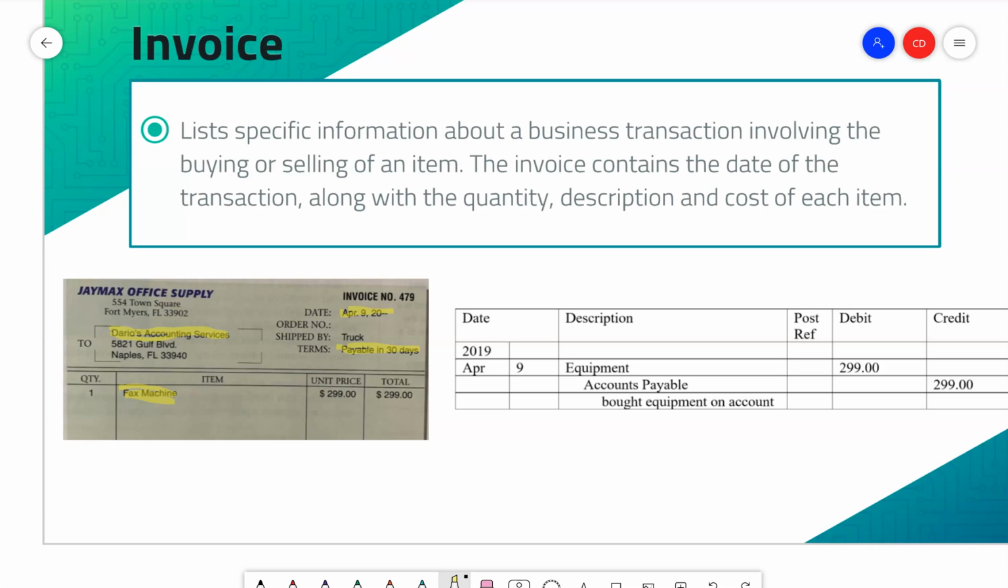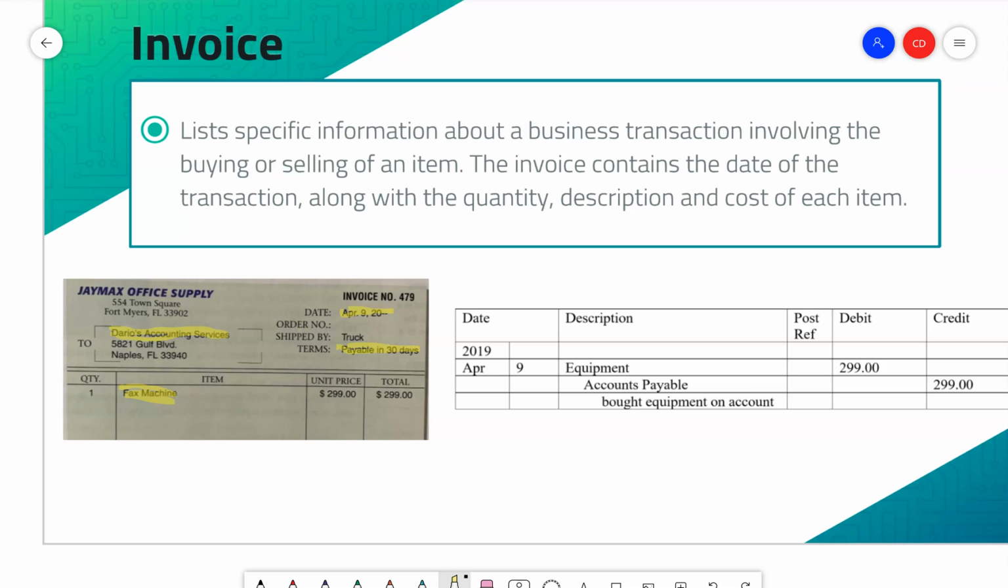We write the year 2019. Now it says 2000 dash dash. We are always just going to assume that it's the year before. That's how the textbook is written. So 2019, April 9th. The account being debited is equipment because that's what we're receiving. The account being credited is accounts payable because we owe them the money. It says that it's payable in 30 days. And then we simply write a description, bought equipment on account.